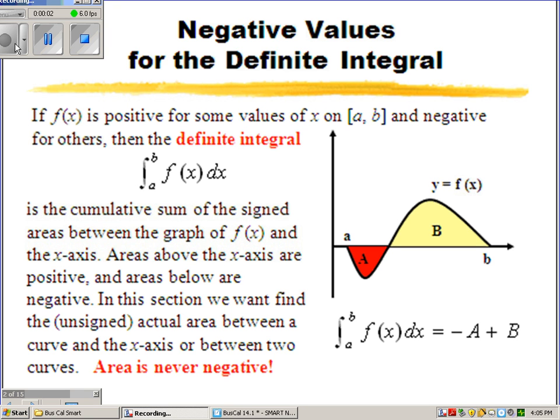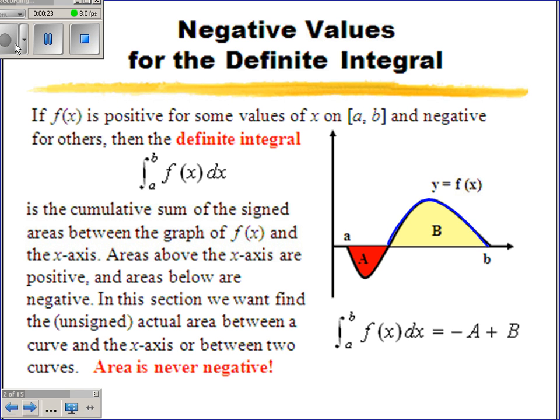Okay, now we're going to look at finding the area bound between a function and the x-axis. Now remember that the definite integral, the integral from a to b of f of x, actually gave you that cumulative sum of signed areas. Because if you had a function that was positive for some of the values, like here, that part of it, the definite integral over that interval, will end up being a positive value. But the part where the area is below the x-axis, the definite integral over that interval is going to be negative. So the definite integral is signed.